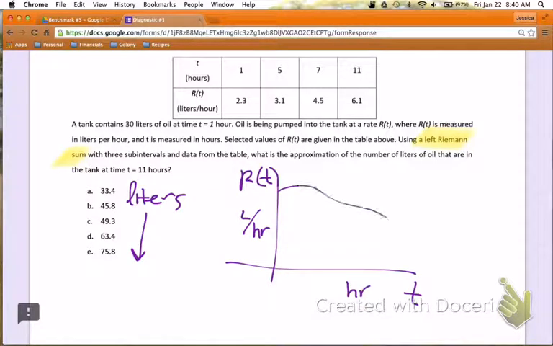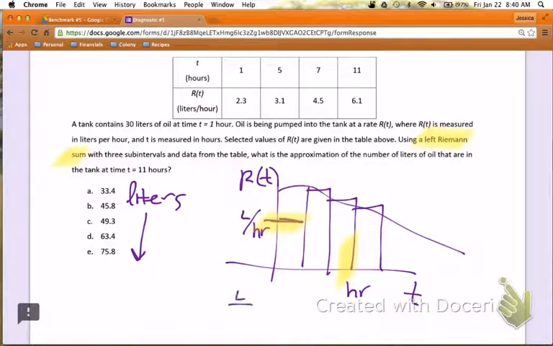If I had this whole curve here and was adding together all these rectangle areas, you'd start to notice that the units from here would be liters per hour, and the units from here would be hours. So when we multiply to get these areas, we have liters per hour times hours. When you simplify that, the hours cancel off, and we're just left with liters, which is what the question is asking us: what's the approximation of the number of liters of oil that are in the tank after 11 hours?